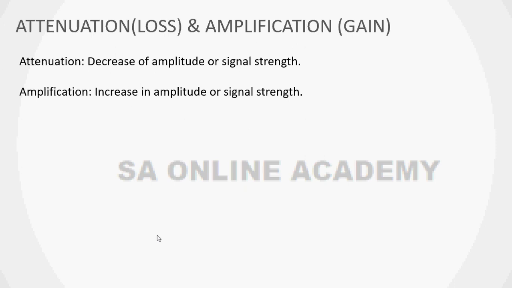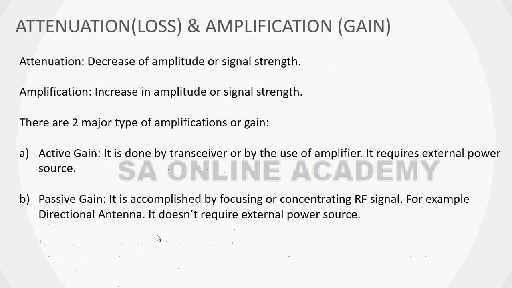So there are two types of amplification, passive and active. In active, you need an external power source. That power source generates extra power to amplify the signal. That is called active gain. In passive, you don't need an external power source. What happens is you need to concentrate a signal in a single direction. That signal concentration or focusing results in the passive gain. So we will see EIRP in coming slides, which will help you to correlate what passive gain is.